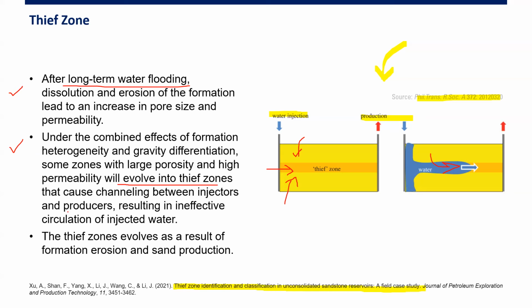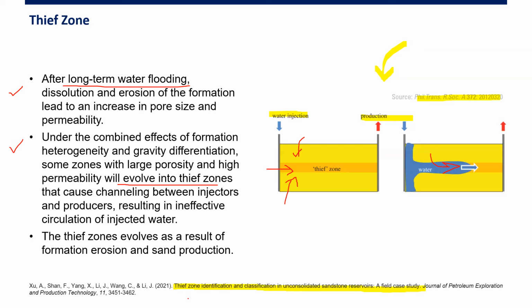So initially, thief zone is a large porosity and high permeability layer. You have high permeability and low permeability because of heterogeneity. So the starting point is high porosity, high permeability layer, and due to long-term water flood, it will become thief zones, which will be more dangerous than the initially high permeability layer. And the thief zone will become the channel between injectors and producers. So if you inject water through your injectors, it will just result in water recycling. The water will not give efficient sweep.